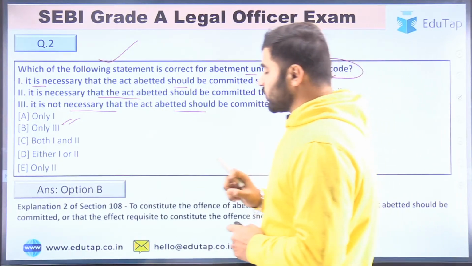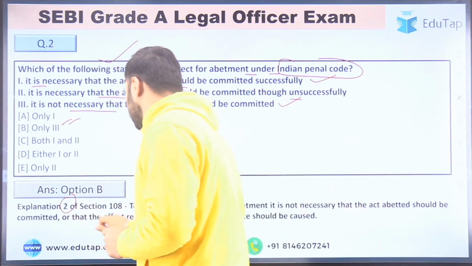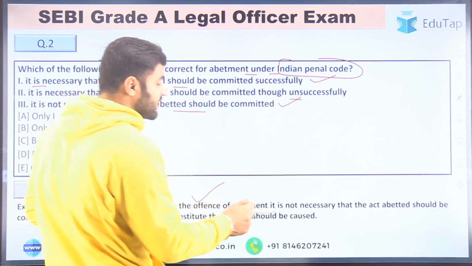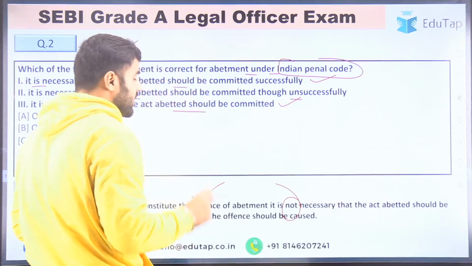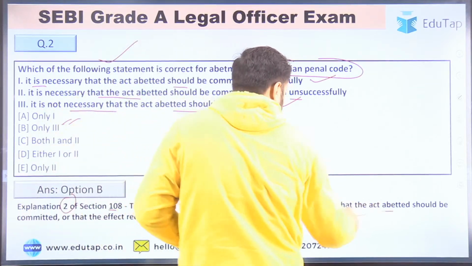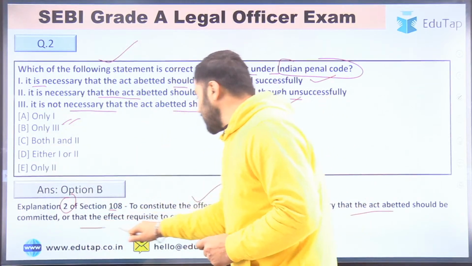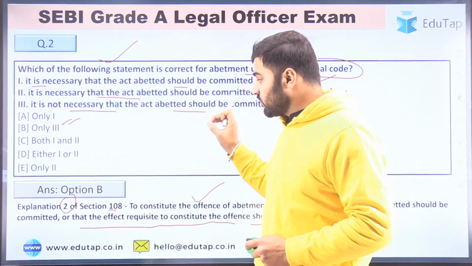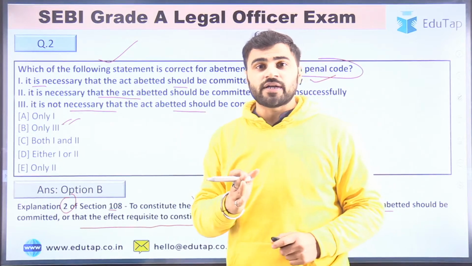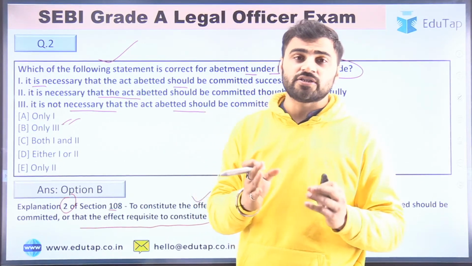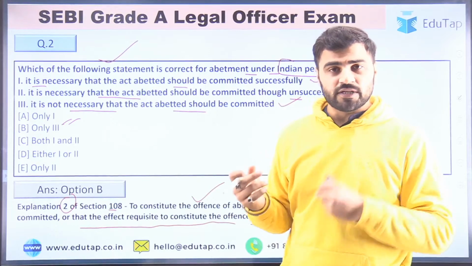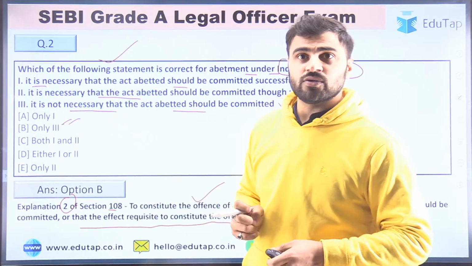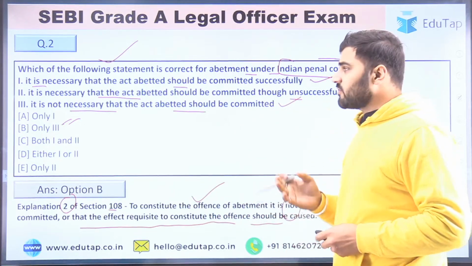So if you read explanation 2 of section 108, it is written, to constitute the offense of abatement, it is not necessary, guys, read the statement properly, it is not necessary that the act abated should be committed or that the effect requisite to constitute the offense should be caused, right? So sections 107 and 108 are very much important. You have to have clarity about these sections, because a lot of questions can be framed from these provisions, as well as they are quite confusing in nature. Right, so you all have given the right answer.